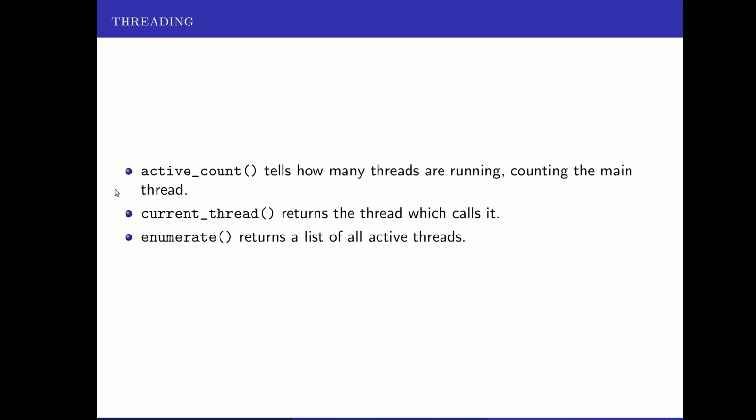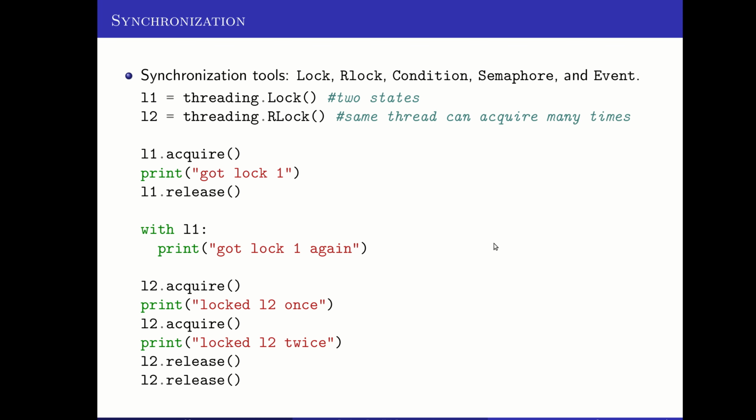So again, remember, we're not calling like t.currentThread. We are asking the system, who is the current thread that's running when I execute this function? And then the enumerate function will return a list of all the active threads so that you can go through those. There are also some good built-in synchronization tools.